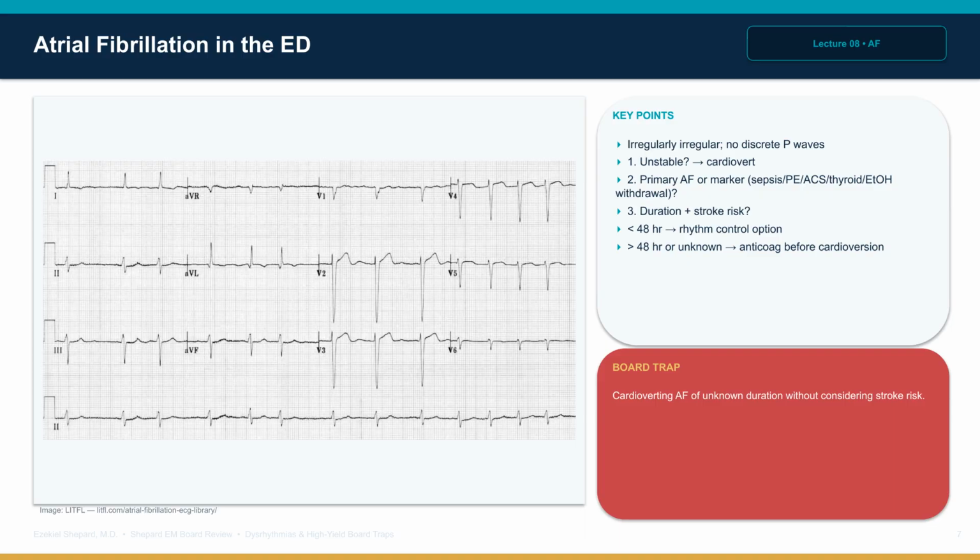Mimic to know: atrial flutter with variable block looks irregular and gets misread as AFib. The sawtooth flutter waves in 2, 3, and aVF are the giveaway.